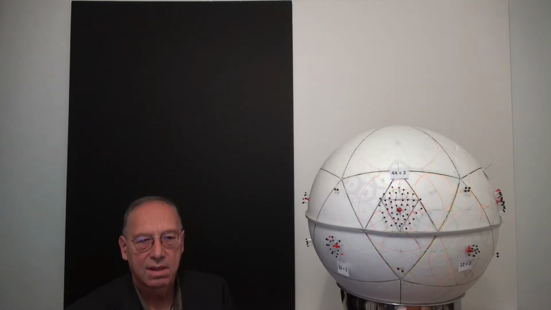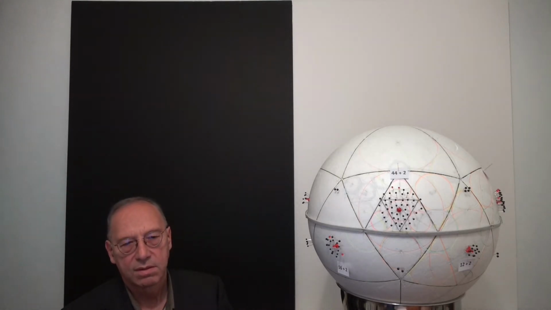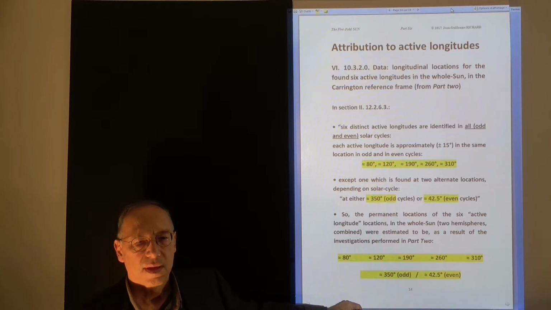So you see, this is the suggested isotropic solution, in which we have sets of antipodal groups which are matched in size. We now turn to the attribution of these groups to persistent longitudes in the Sun. In this second and last step, we now try to attribute the distribution of sunspots and bipoles in the isotropic case to active longitudes detected in part 2.